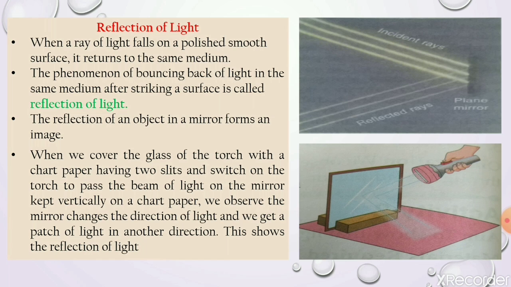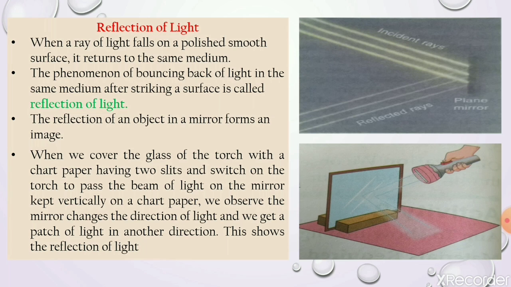After that, we will cover the glass of the torch with another chart paper, as you can see in the diagram. We will cover the glass of the torch with the chart paper and make two slits on that chart paper. Now we will switch on the torch and pass a beam of light on the mirror at some angle, at any angle. Now we will observe that the mirror changes the direction of the light and we get a patch of that light in another direction.